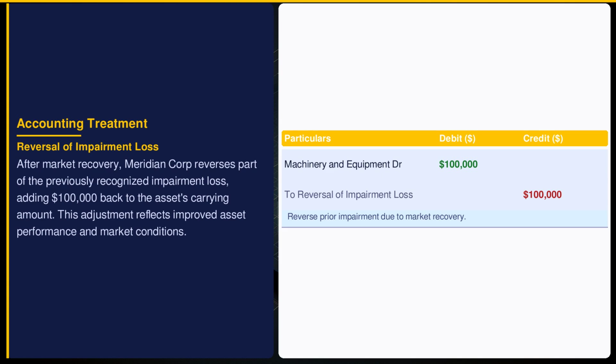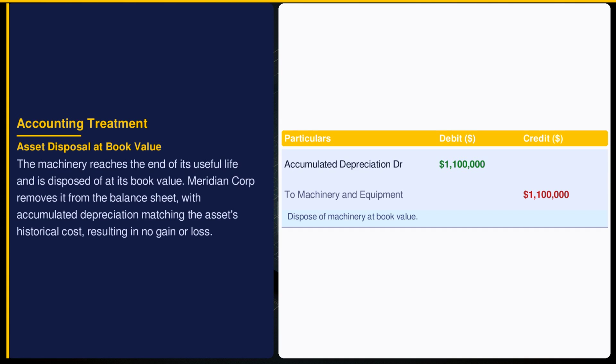Reversing impairment loss increases the asset's carrying amount, aligning it with its recoverable amount, as per ASC 250. This entry reflects better market conditions, improving investors' confidence in Meridian Corporation's asset utilization and financial prospects, ensuring transparent reporting of asset valuation changes.